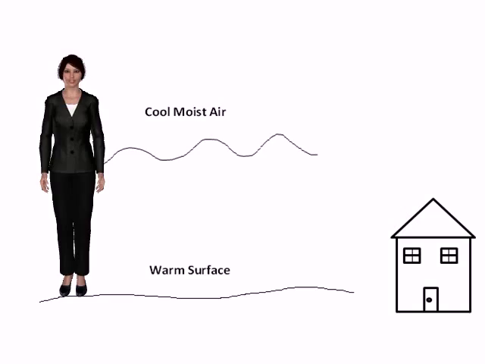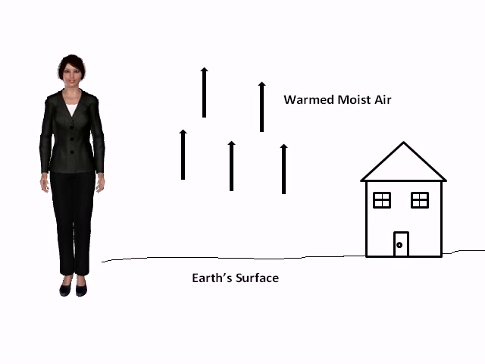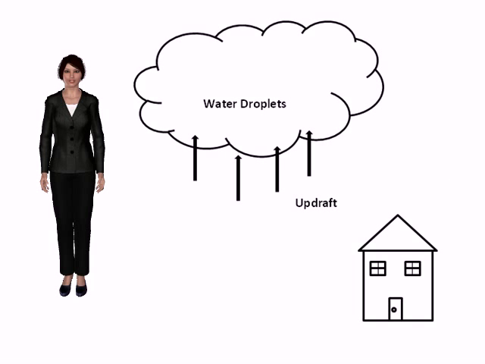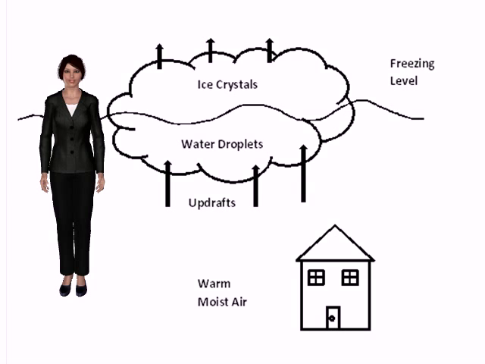Cool moist air moves over a warmer surface and becomes heated. Warmed moist air near the Earth's surface rises rapidly. As the air in this updraft cools, water vapor condenses into water droplets and forms a cloud. The cloud's top extends above the freezing level. So the upper portion of the cloud is composed of tiny ice crystals.